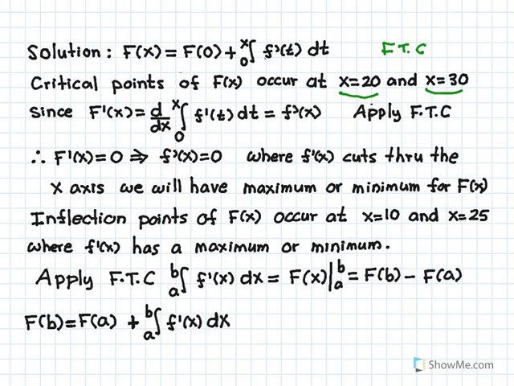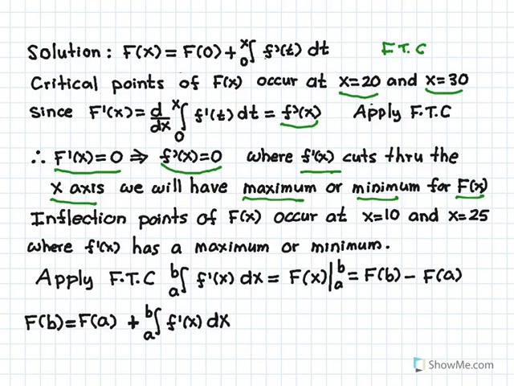So capital F prime of x is equal to d/dx of the integral from 0 to x of f prime of t dt. That's equal to f prime of x. The derivative cancels the integral out, and we just get f prime of x. So capital F prime of x is equal to 0 when small f prime of x is equal to 0. That means where f prime of x cuts through the x-axis, we will have a maximum or minimum for capital F of x.